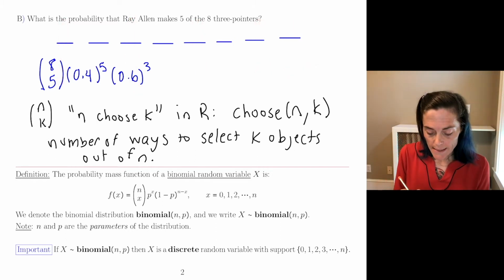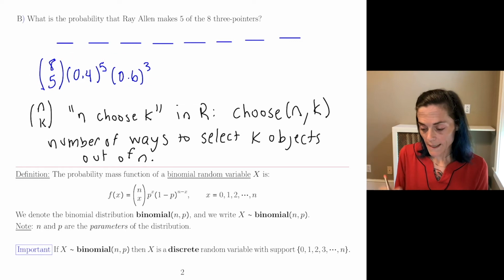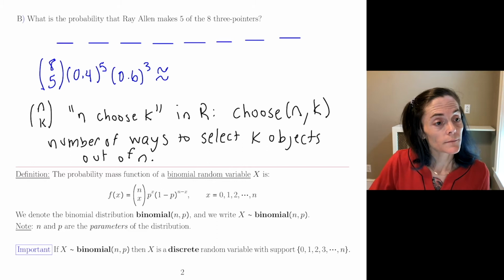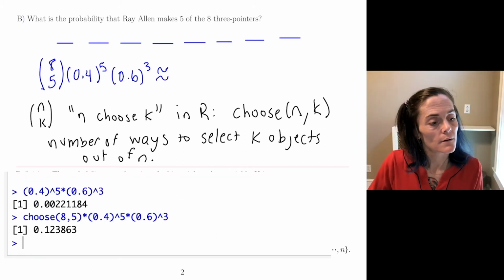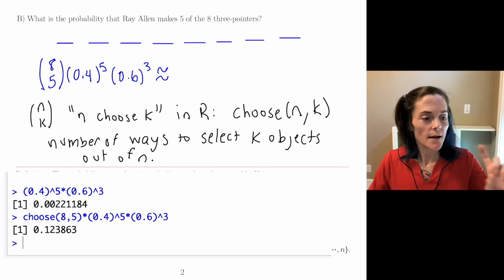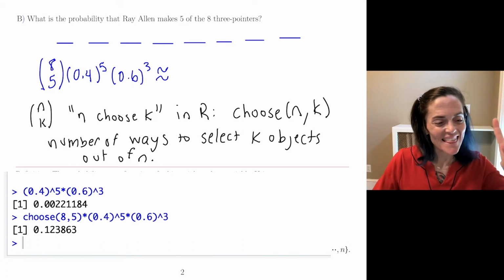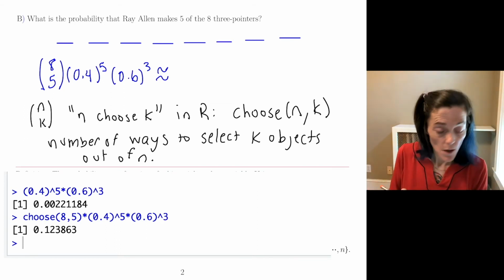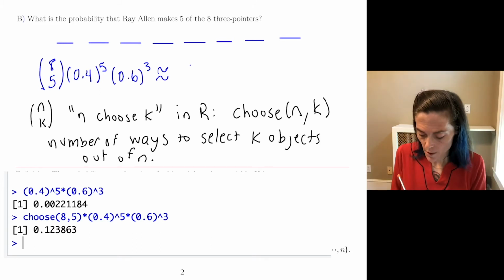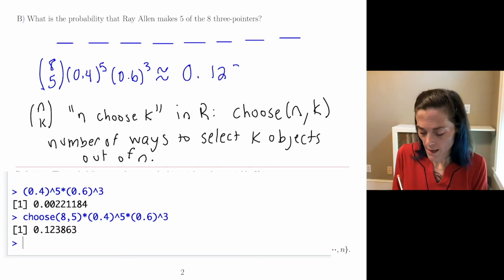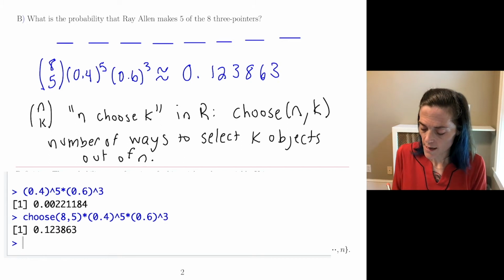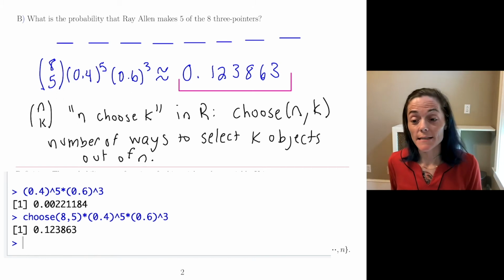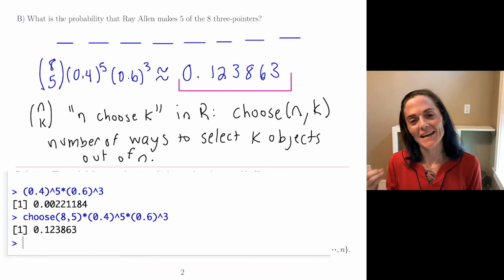So the total probability is exactly this, which, once again, maybe I will even show in R. If I enter choose(8,5) times 0.4 to the 5th, times 0.6 cubed, well, here is this probability. It's approximately, well, I'll just keep all of the decimals, 0.1238 63. Now, this is our very first example of a binomial random variable.